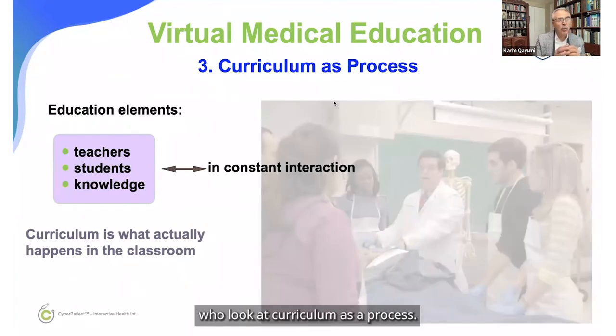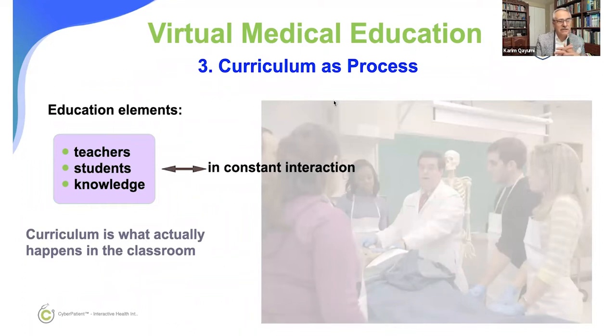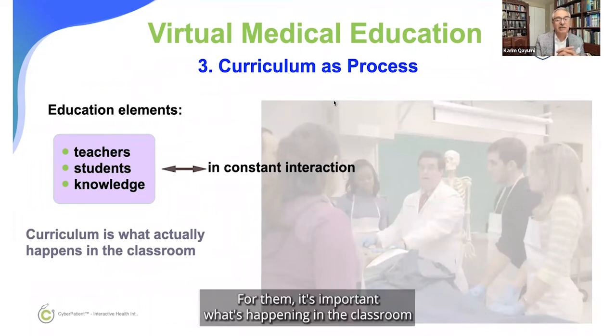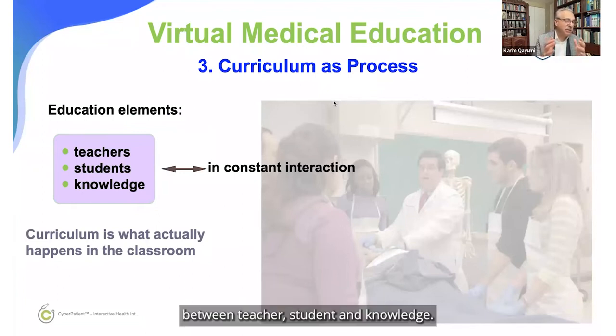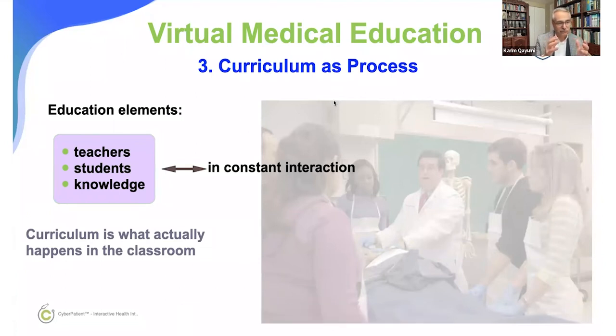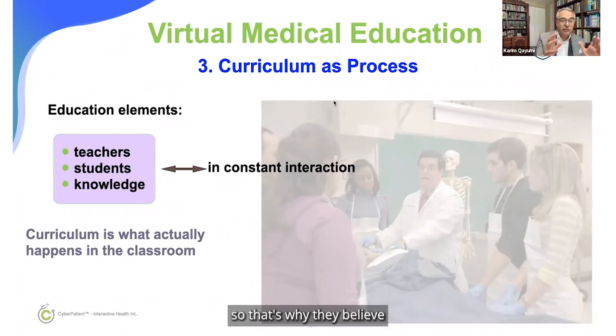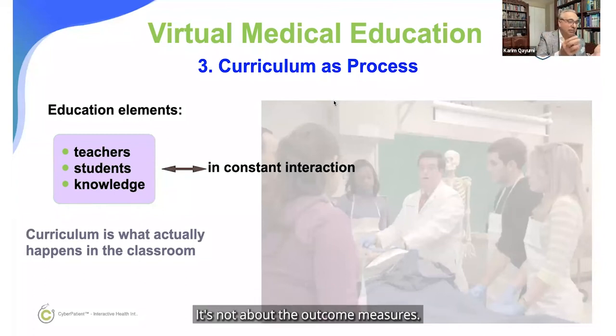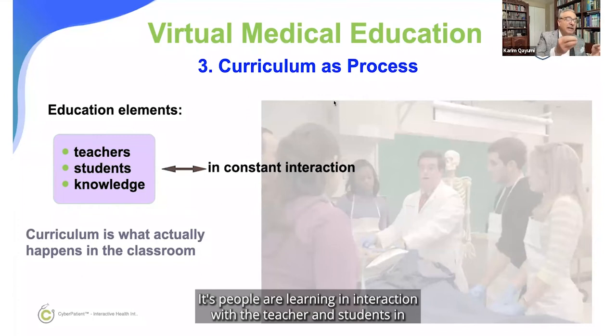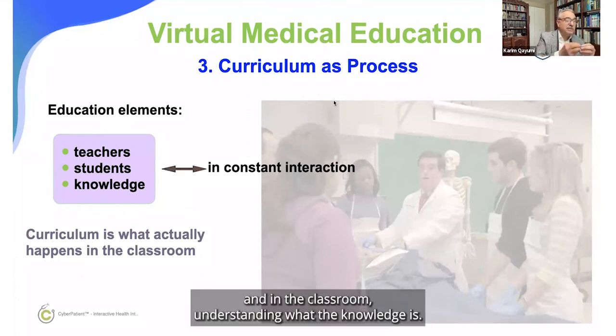People who look at curriculum as a process, for them it's important what's happening in the classroom. So in the classroom, we have the interaction between teacher, student, and knowledge. That's why they believe curriculum happens in the classroom. It's not about the knowledge you give to the students to deliver. It's not about the outcome measures. It's people learning in interaction with the teacher and students in the classroom, understanding what the knowledge is.